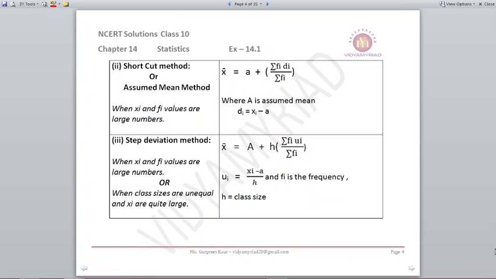Now what is ui? You should know ui, and you have to calculate it. Ui is equal to xi, which will be there in your data, minus a, which you have assumed, divided by h. So when we solve the questions, it becomes easier. Moreover, take care that the step deviation method is also used when xi are quite large. If the xi values are quite large in number, then you have to use the step deviation method.